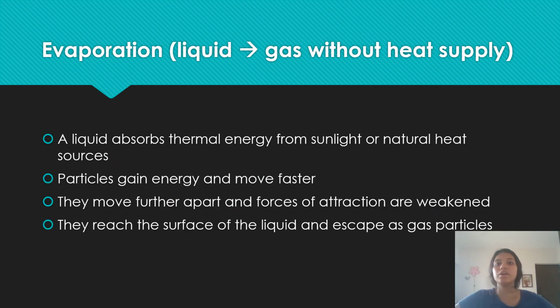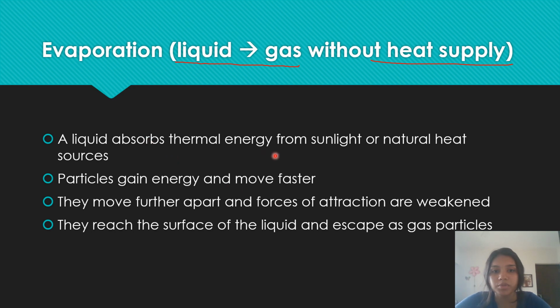Okay, evaporation. Now, evaporation is basically the same process as boiling because it's liquid to gas, but it is without a heat supply. So if you have a puddle on a rainy day and then the sun comes out and the puddle disappears, it doesn't really disappear. The water in the puddle evaporates to form a gas and the ground becomes drier because the liquid has escaped as gas particles. And that evaporation, if you realize, has happened without a heat supply. The sun is not really a heat source like a fire or anything that causes a change of state of matter.